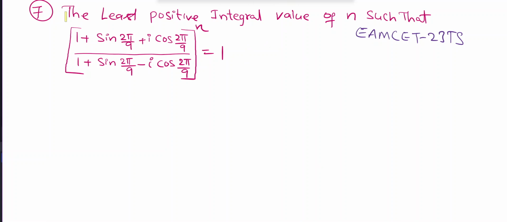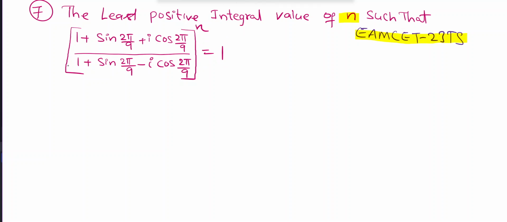This is the seventh problem from De Moivre's theorem, EAPCET 23 TS problem. The least positive integral value of n such that this whole power n is equal to 1 is asked. Now we find the least positive integral value of n.